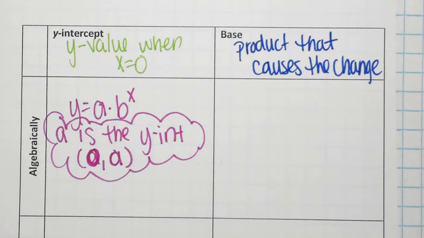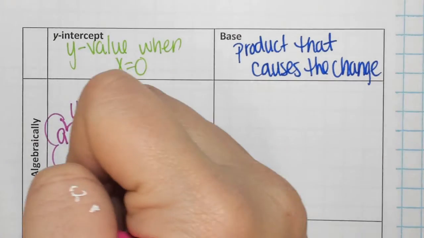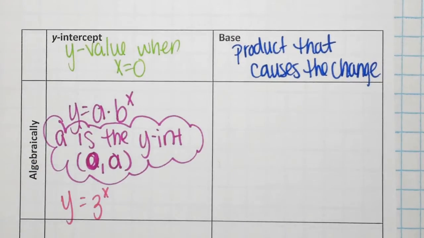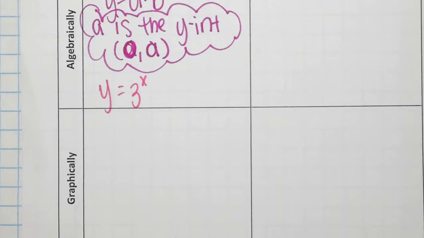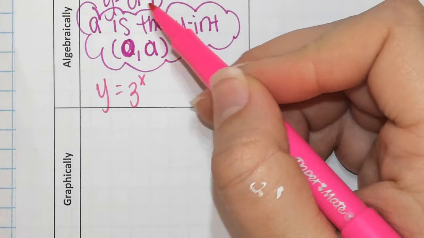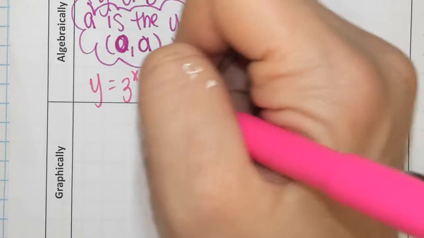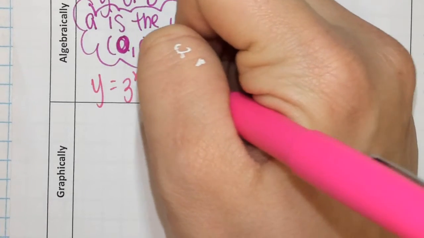So if I just wrote it as y equals 3 to the x, what is my y-intercept of y equals 3 to the x? B is the base, so 3 is our base. What is our A? What number is in front of 3? 1. An invisible 1, so the y-intercept would be 1.